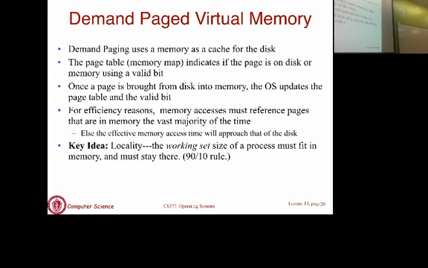So if it's 1, then you look at the entry in the page table. That's going to point you to the frame like before. But you have to first look at the valid bit to see where the page is.